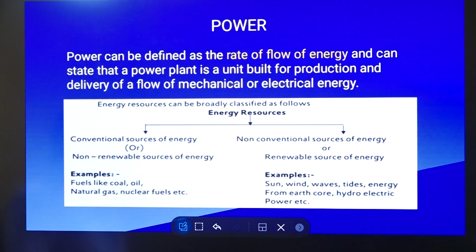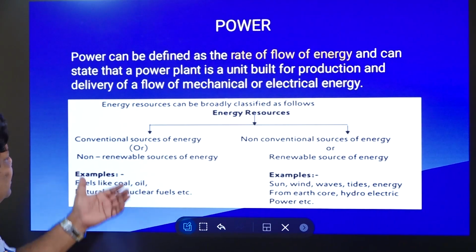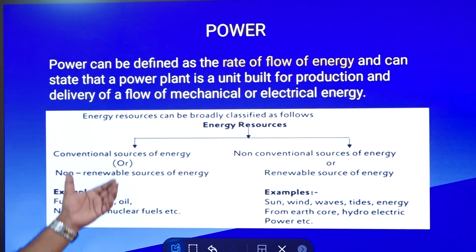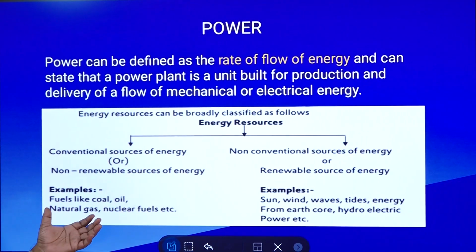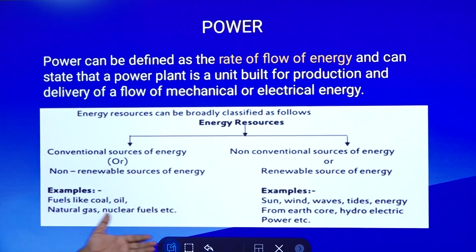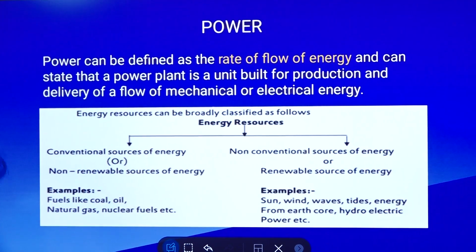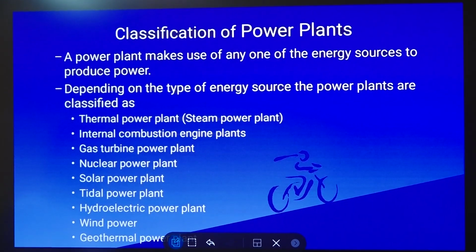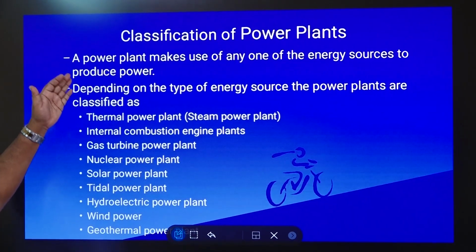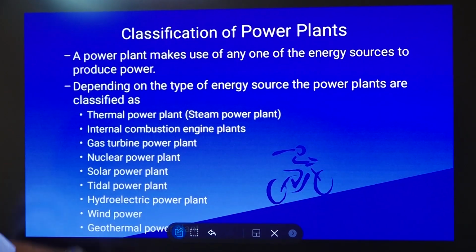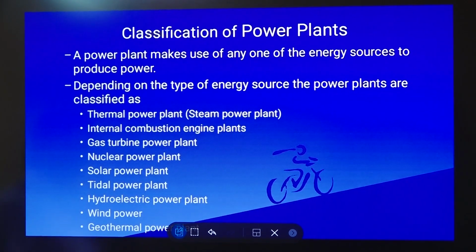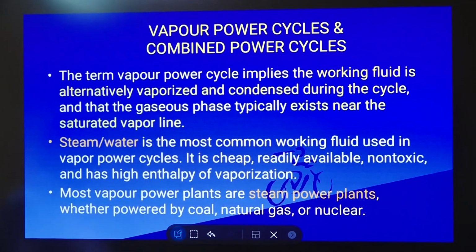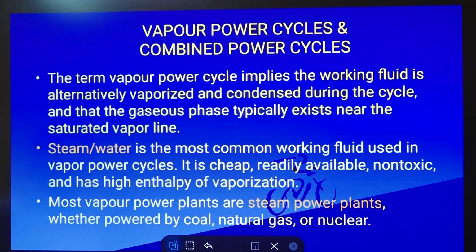Generally, energy resources are classified into conventional and non-conventional. Conventional is otherwise called non-renewable, and non-conventional is renewable. These are some examples of non-renewable and renewable energy. How will you classify the power plants? Depending on the type of energy source, the power plants are classified, and these are the general classifications of power plants, and of various vapor cycles and combined power cycles.